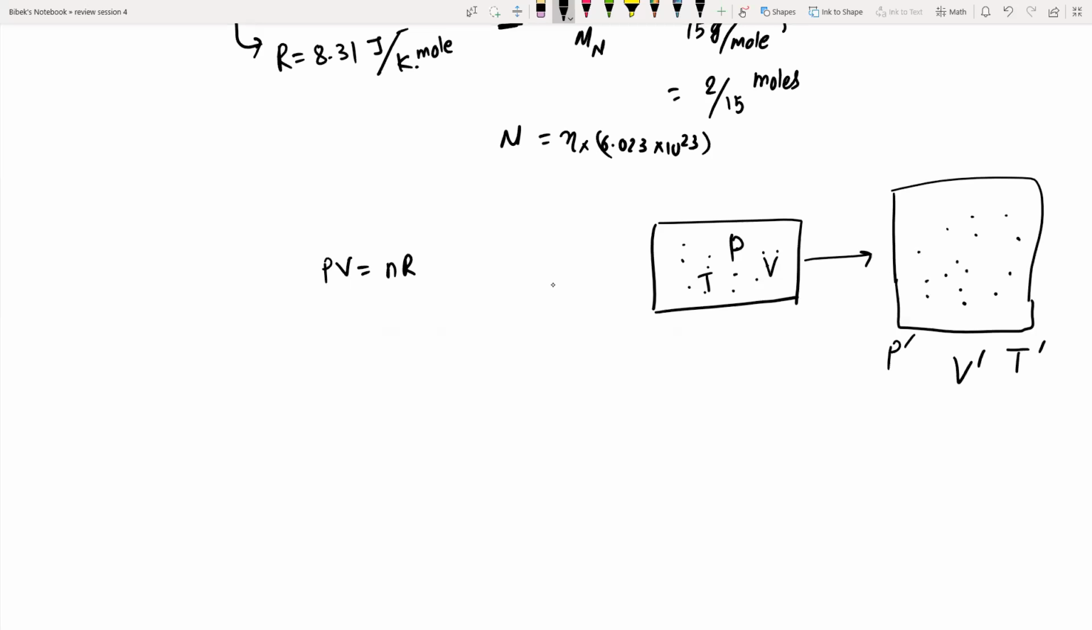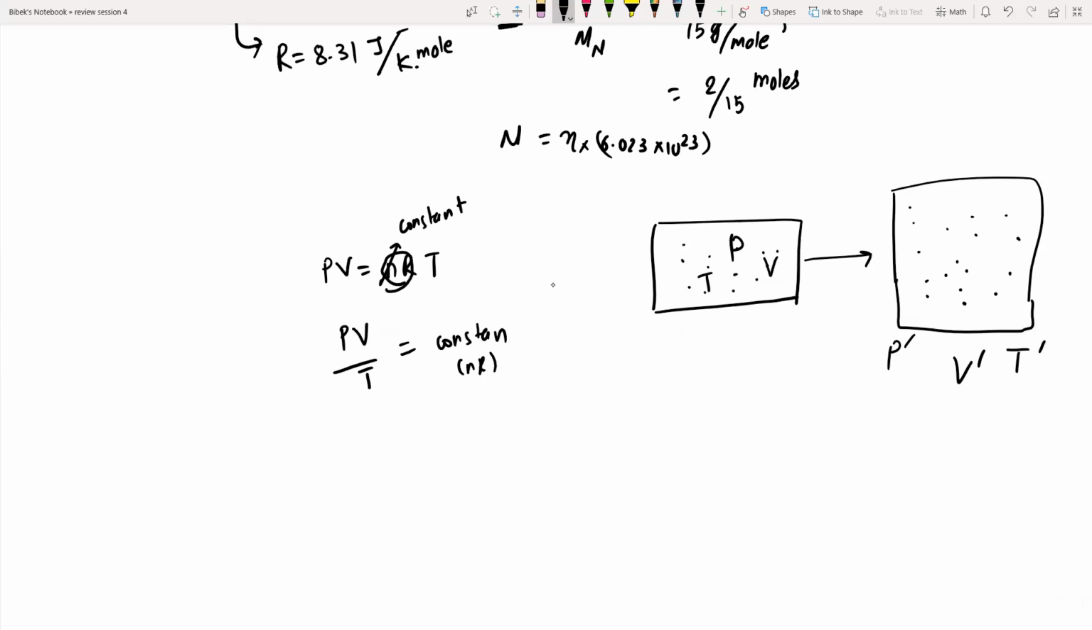So PV is nRT. Since your number of moles is not changing here, because you are only increasing or decreasing the volume, the number of molecules in there is not changing. That means the number of moles will also be the same. So this term will be a constant, and R is also a constant. So both of these terms are constant, so PV over T is constant. Let me bring that to the other side. It is constant, that is nR.